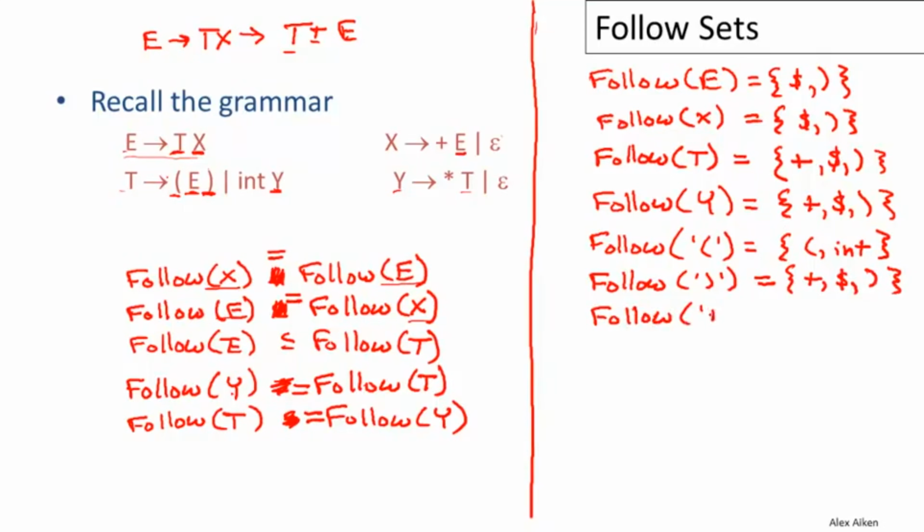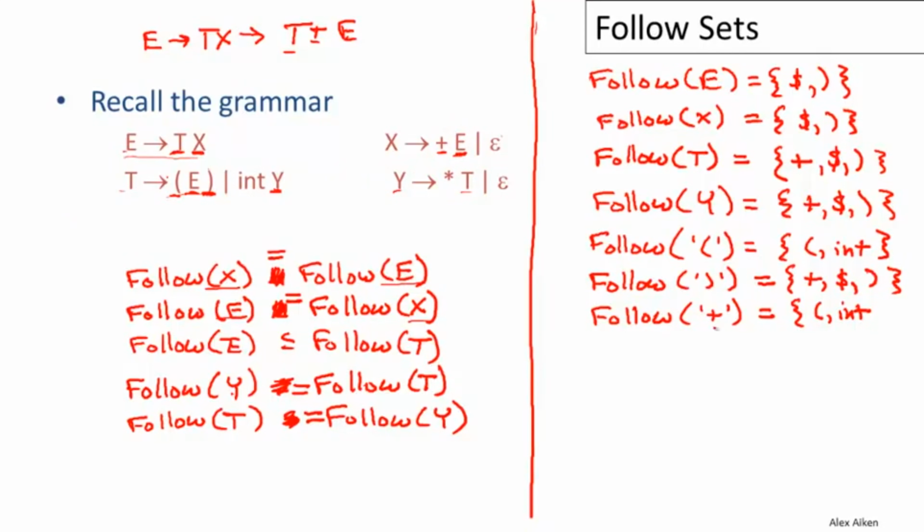Let's look at the follow of plus. So where is plus used? Well, it's only used here. So whatever is in the first of e is going to be in the follow of plus. And we already know what the first of e was. That was an open paren and an int. And remember also that e cannot go to epsilon. So e cannot ever disappear completely, and that's because t always produces at least one terminal. Because e can't go to epsilon, we only have to include the things that are in the first of e in the follow of plus.